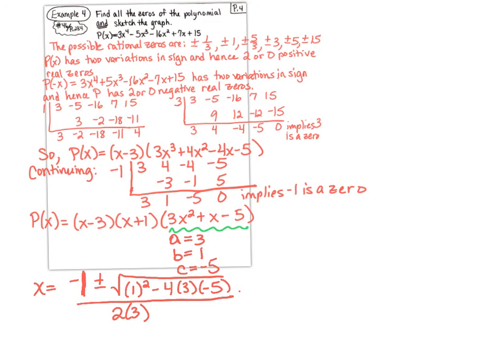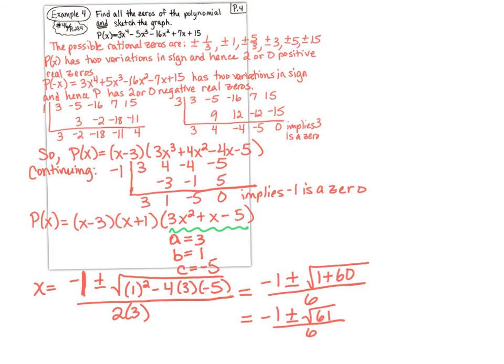So that gives us -1 plus or minus the square root of 1 plus 4 times 5 is 20, 20 times 3 is 60. You're subtracting a negative, so this means plus 60, all over 6. So that gives us -1 plus or minus the square root of 61 divided by 6. So those are our other two zeros, okay?